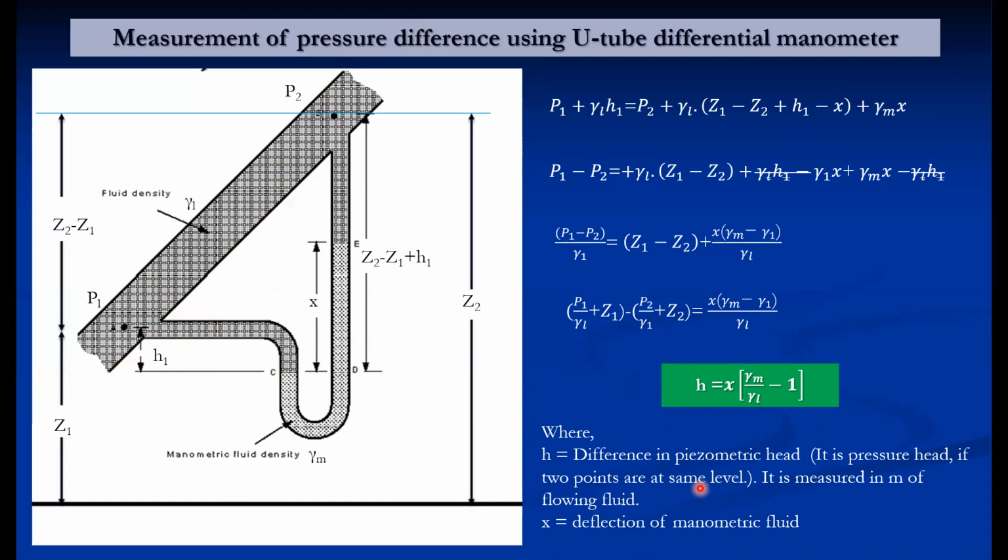So the U-tube differential manometer measures the difference in piezometric head between 2 points. For a horizontal pipeline, it measures the pressure difference between 2 points. But for a vertical and inclined pipeline, it measures the difference in piezometric head. So that is piezometric head at 1 minus piezometric head at 2.